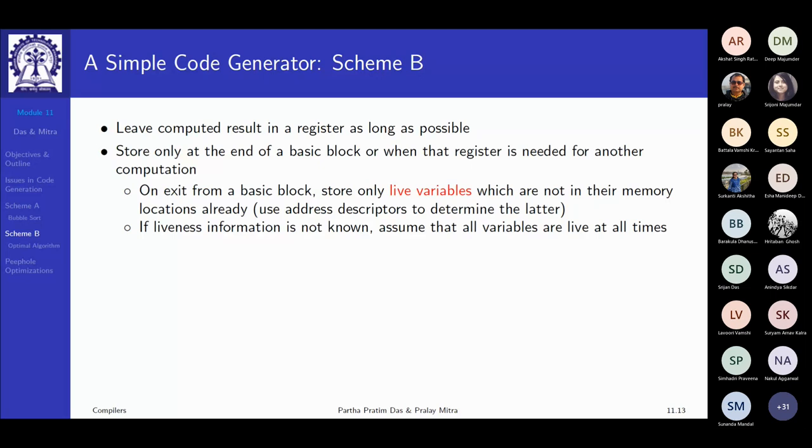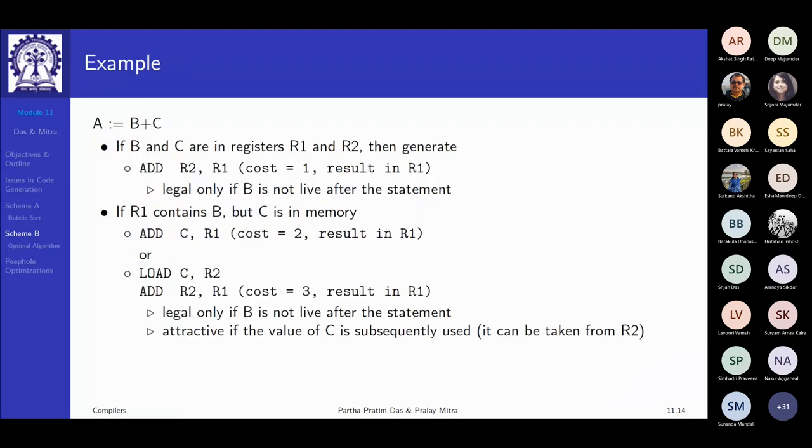So what are the sample codes again? If A is assigned B plus C, and B and C are in registers R1 and R2, the address descriptor will tell us that. Then we can generate add R2 R1, which has a cost of only 1, as we have said, and the result will be in R1. So this will be legal.